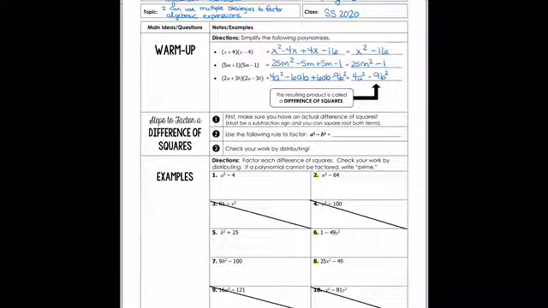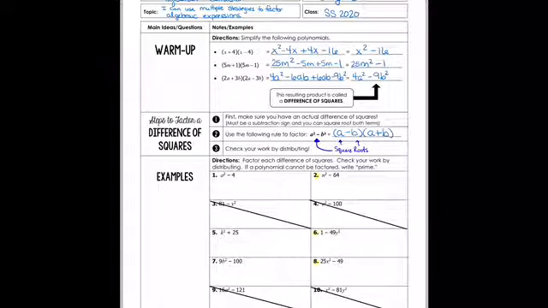Then we use the following rule to factor. So when you get a squared minus b squared, that factors into a minus b times a plus b. Notice that these are the square roots of the numbers in our original expression. So we take the square root of the first minus the square root of the second times the square root of the first plus the square root of the second. I'm going to do a couple of examples with you so you can see how this works.